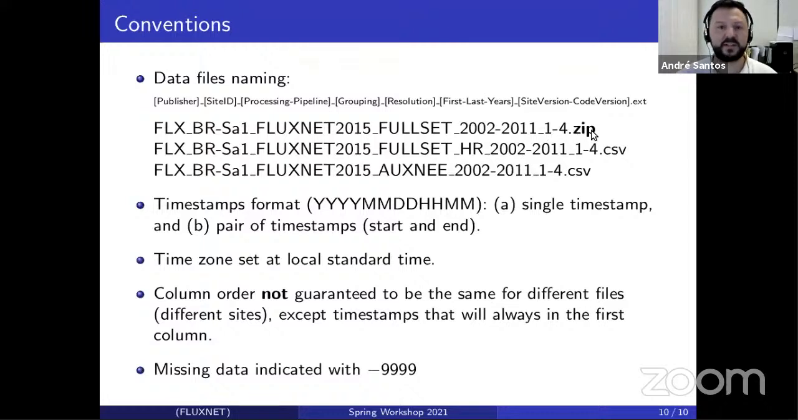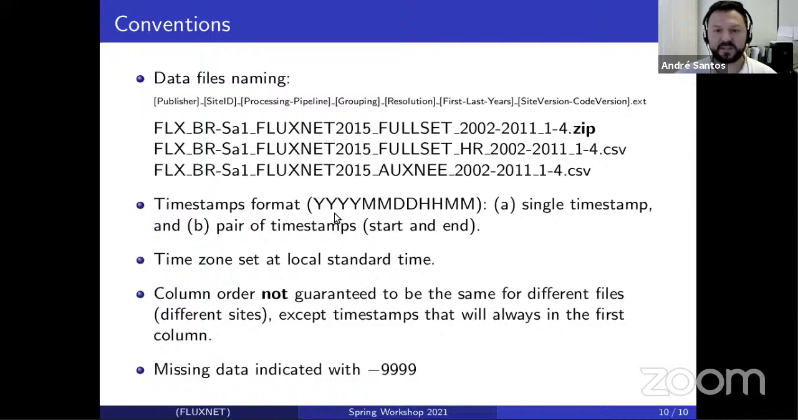When you extract this zip file, you will have many comma-separated values files with the main files and the coarser aggregate files, and also the auxiliary files.